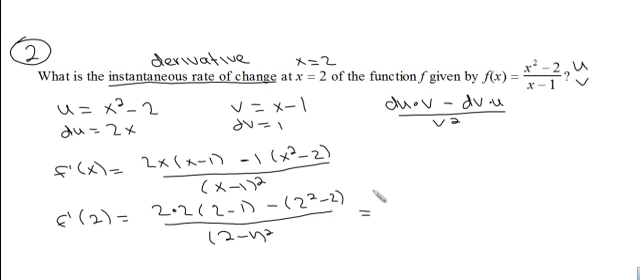Okay, so we're going to have 2 times 2 is 4. 2 minus 1 is 1. 2 squared is 4. 4 minus 2 is 2. 2 minus 1 is 1. And 1 squared is 1. So I'm going to have 4 minus 2. So my derivative, or the instantaneous rate of change at x equals 2, is 2.